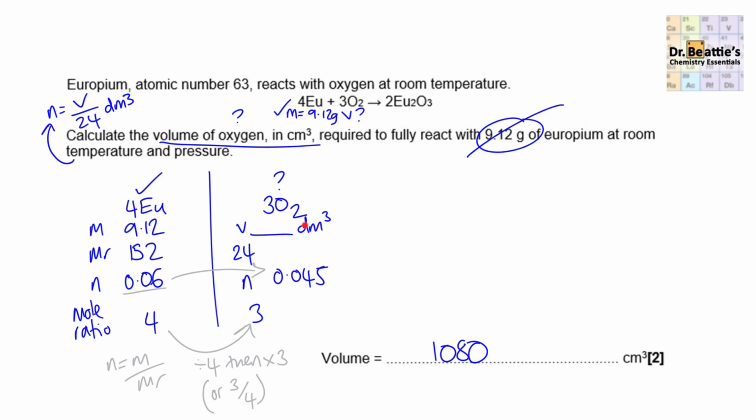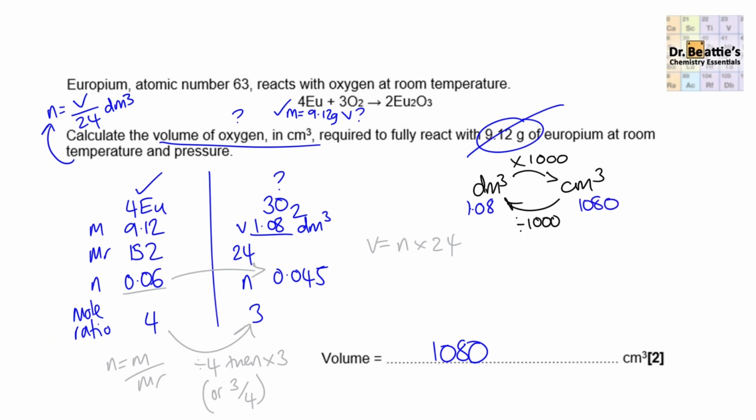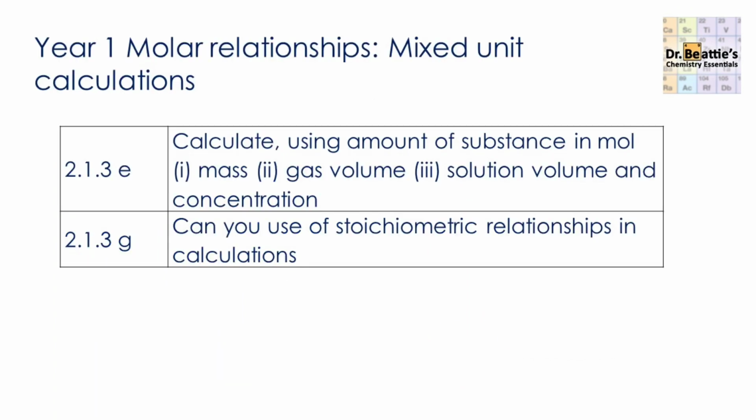Then to work out the volume in decimeters cubed, what we're going to do is use our equation, N equals V over 24, but rearrange it. Gives us the answer of 1.08 decimeter cubed. And all we need to use is our conversion of decimeter cubed into centimeter cubed, given our answer as 1.08. So what we're going to do is just times that by 1,000. Gives us 1,080, which is our answer.